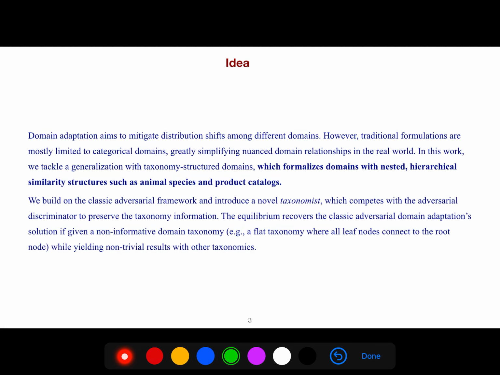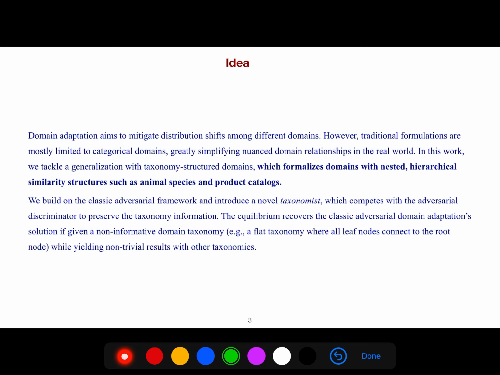Domain adaptation aims to mitigate distribution shifts among different domains. However, traditional formulations are mostly limited to categorical domains, greatly simplifying nuanced domain relationships in the real world. In this work, we tackle a generalization with taxonomy-structured domains, which formalizes domains with nested hierarchical similarity structures, such as animal species and product catalogs.